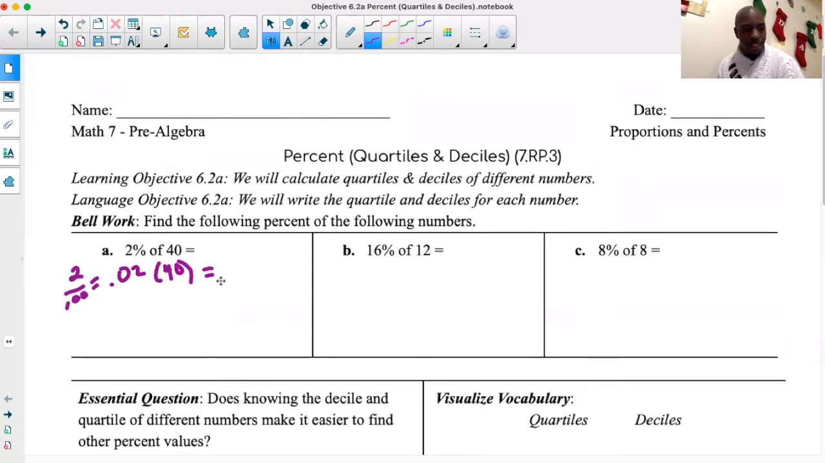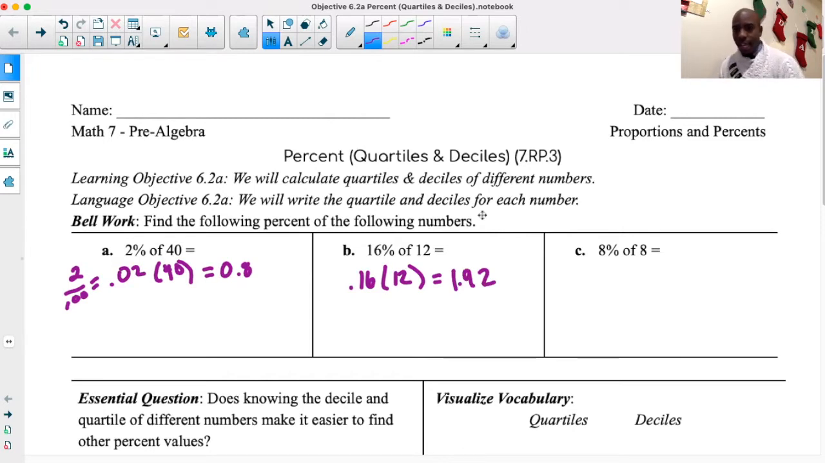That's going to be 0.8. So this is really about 0.8 of 40. Okay. I'm going to quickly run through these. 0.16 multiplied by 12. Right, when we do that on our calculator, 0.16 times 12. And you remember I mentioned in the last lesson, you do need your calculator because it's going to help you a lot as we dive into these lessons.